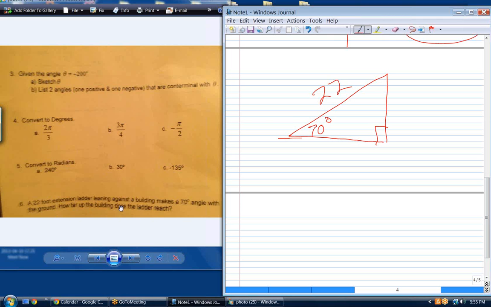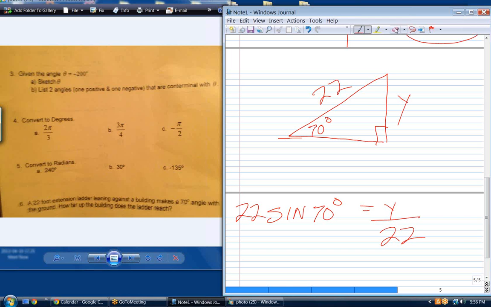So they want to know how far up the building, so they want to know this measurement y right there. What trig function will allow me to calculate y? What trig function of this angle involves the opposite and the hypotenuse? It'd be sine. So the sine of 70 degrees equals y over 22, which means y is equal to 22 times the sine of 70 degrees, which we get off of a calculator.